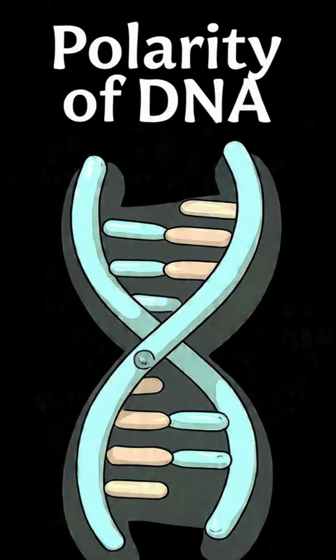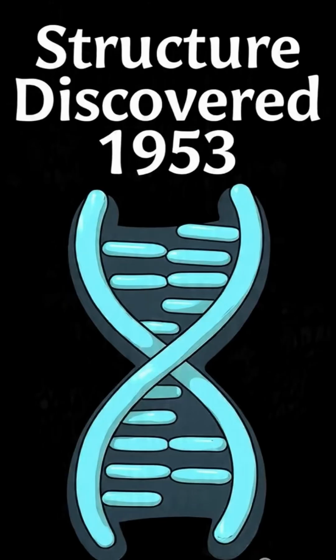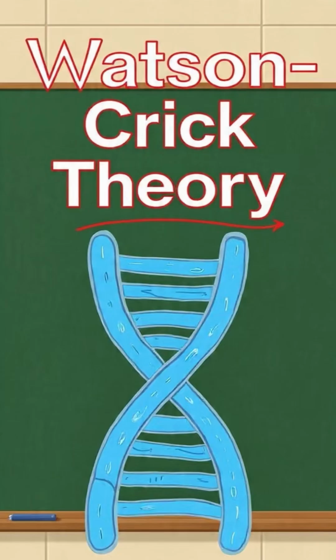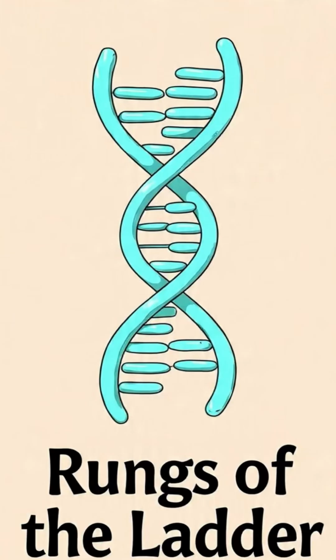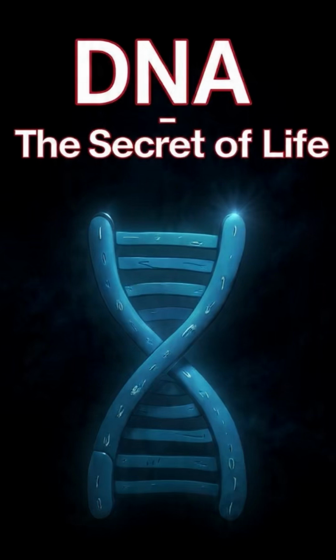Rungs of the ladder: base pairs form the rungs. Backbone forms the sides. DNA is not just a molecule, it is the foundation of heredity, evolution, and life itself. So the Watson-Crick model explains double helix structure, complementary base pairing, antiparallel strands, semi-conservative replication, genetic information storage. This model connects chemistry with life. From microscopic molecules to entire organisms, DNA carries the story of life.